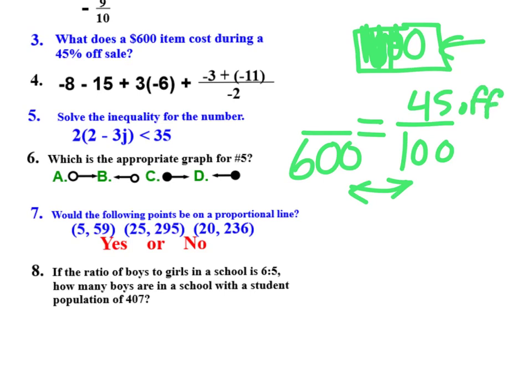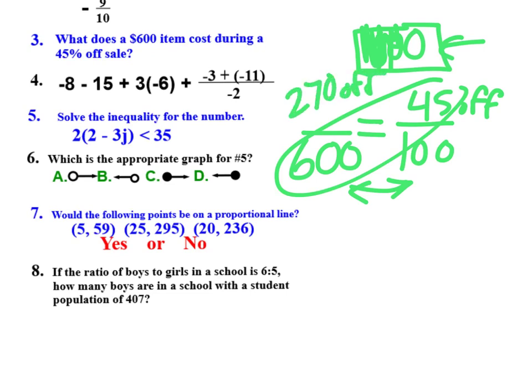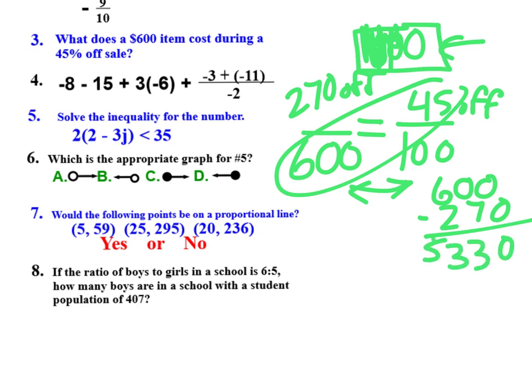So I could multiply and divide right there if I wanted to. I could take 600 times 45 and then divide by 100. And that would get me an answer of $270. But I want you to think about what the label of that $270 is. It's $270 off. So then I would need to take 600 minus 270 to get my answer, which is $330.